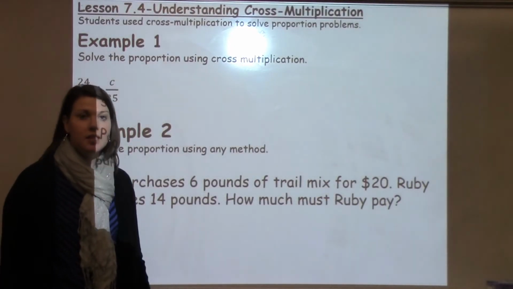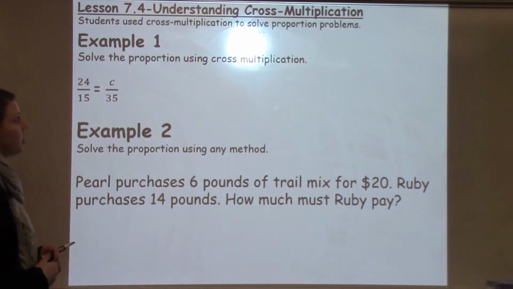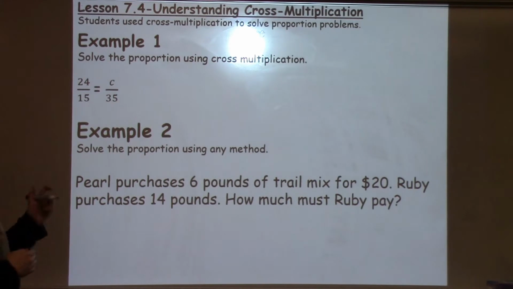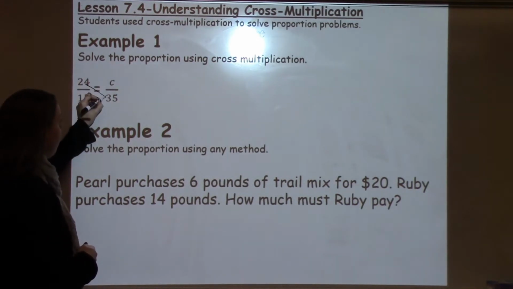7.4's Math Moment. Today, students learn about cross multiplication. For our first example, it says solve the proportion using cross multiplication. Cross multiplication means just that. They're going to multiply across the problem.